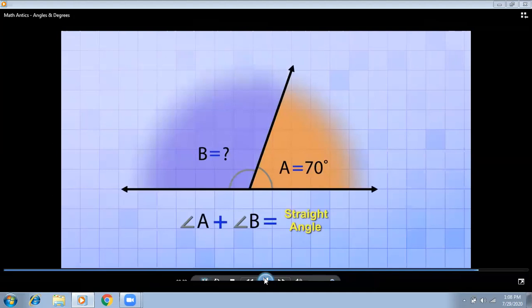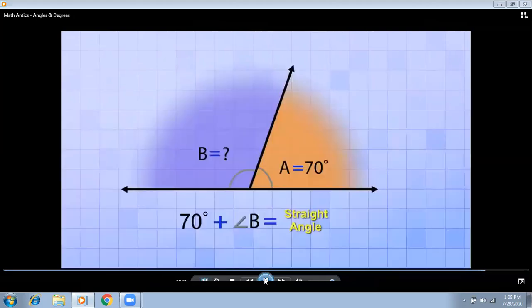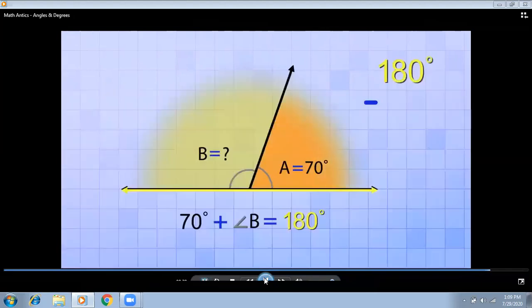Again, the problem tells us that A is 70 degrees, and it wants us to figure out what the other angle is. Well, we know that the total of both angles must be 180 degrees, because we just learned that that's how big a straight angle is. So if we take 180 degrees and subtract 70 degrees, the angle left over after subtracting must be 110. So 180 minus 70 is 110. Pretty cool, huh?